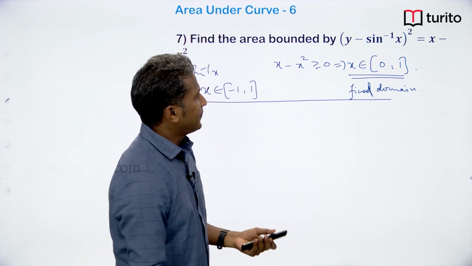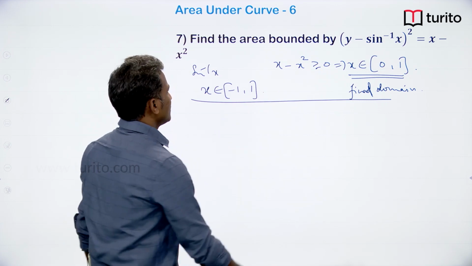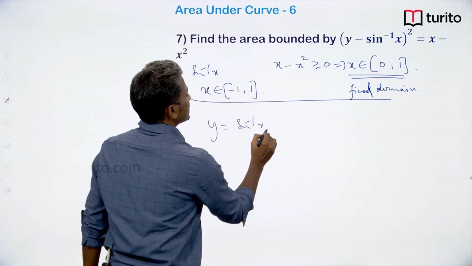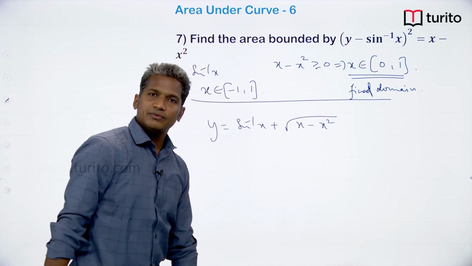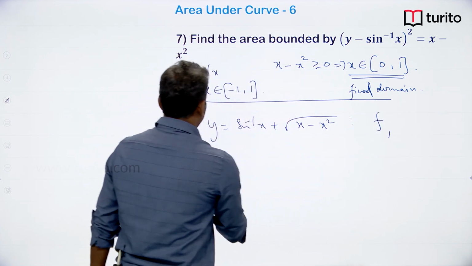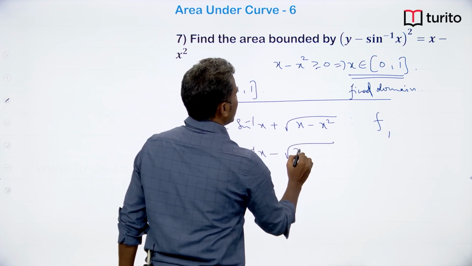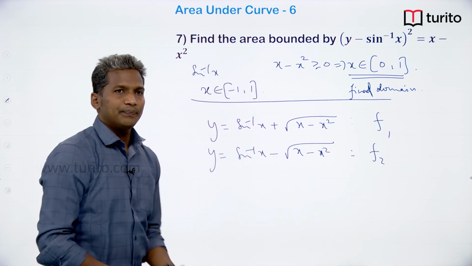Okay. So now, if I solve for y here, what do I get? y equal to sine inverse x plus root of x minus x square. This is one function. We can take it as the f1 function, and y equal to sine inverse x minus root of x minus x square as the other function, the f2 function.